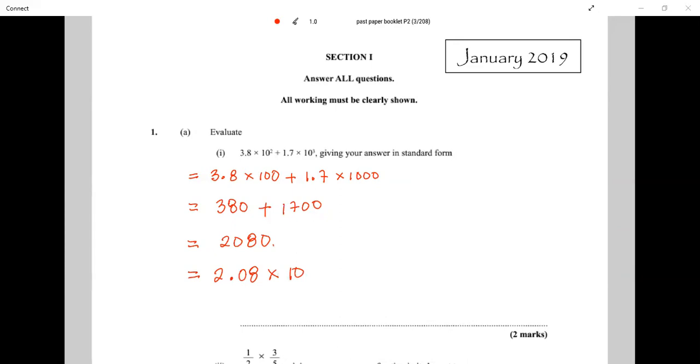Now, if the number you're writing in standard form starts with 0, the power will be negative. If it starts with any other number, the power will be positive. The power is the number of times you move the decimal point. So we're going to move the decimal point 1, 2, 3 times, and so the power would be 3. So our final answer is 2.08 times 10 to the third power.